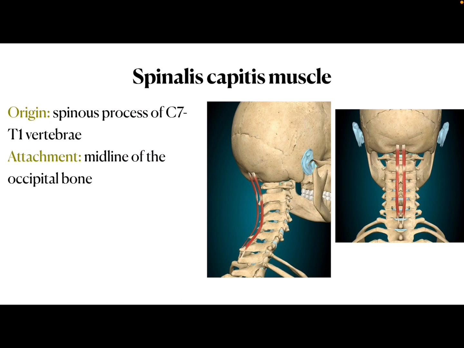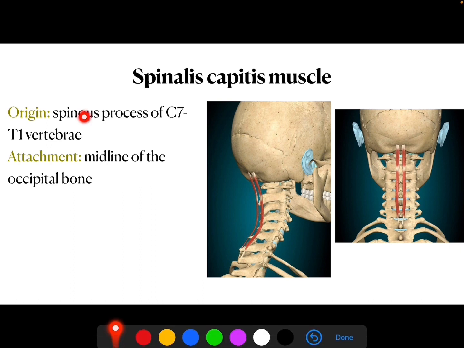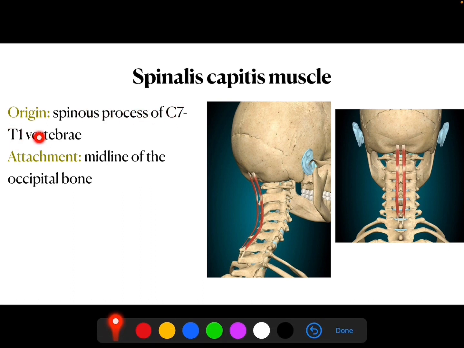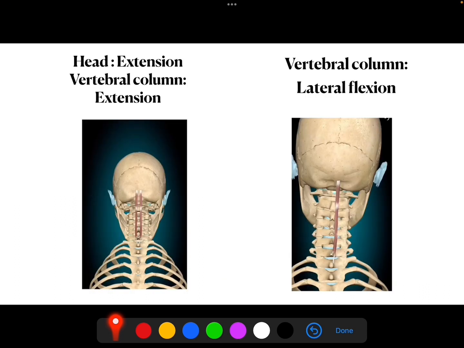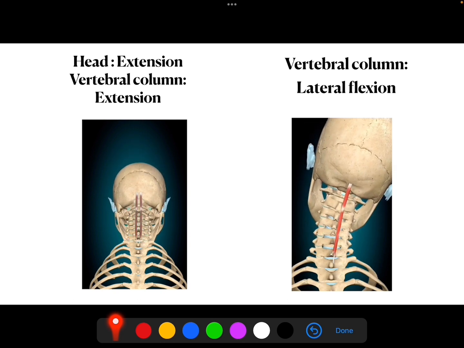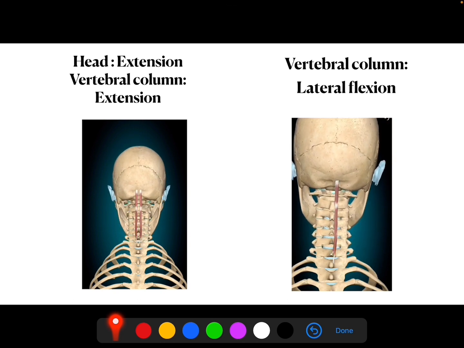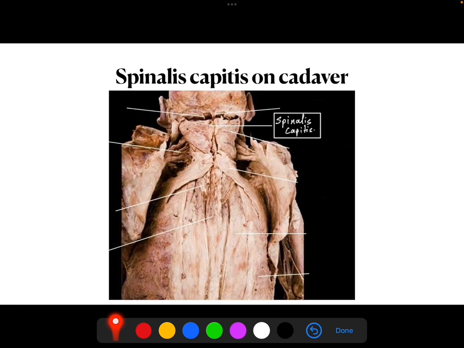Now let's move on to the first muscle of this group. It originates at the spinous processes of C7 to T1 vertebrae and attaches at the midline of the occipital bone. Actions performed by this muscle: extension of vertebral column and head, lateral flexion of the vertebral column. This is what it looks like on the cadaver.